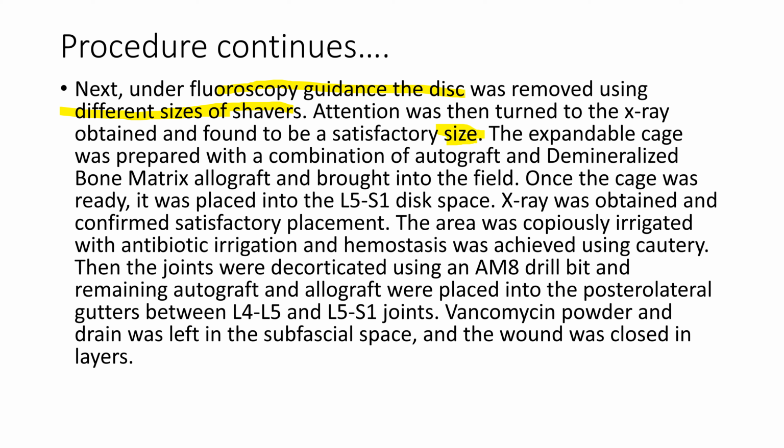Now we can read it. If we continue reading, we can see that the expandable cage was prepared with a combination of autograft. So the autograft is the spinal process, the piece of bone that they took from the vertebrae when the procedure started. And then they use the DBM, or demineralized bone matrix allograft. So they're using autograft and allograft.